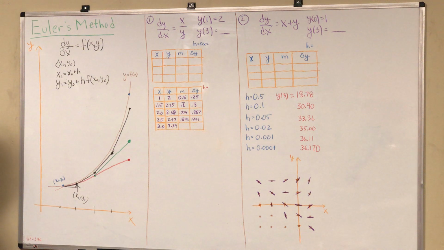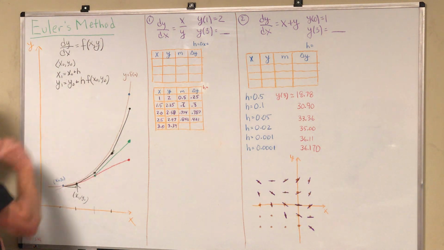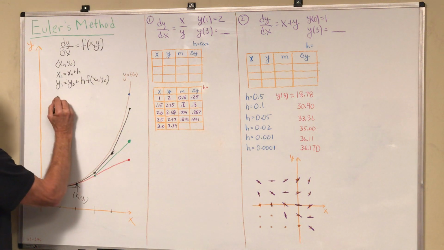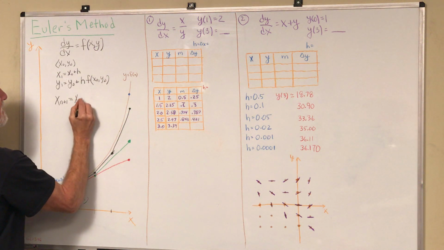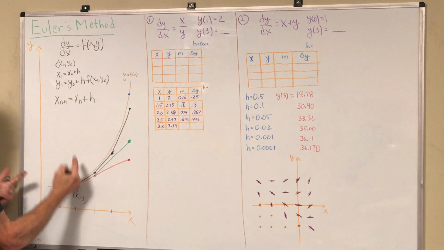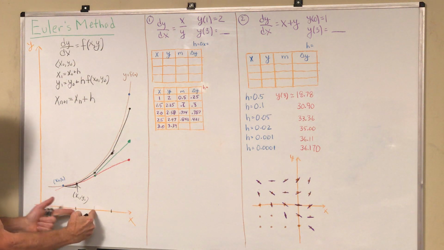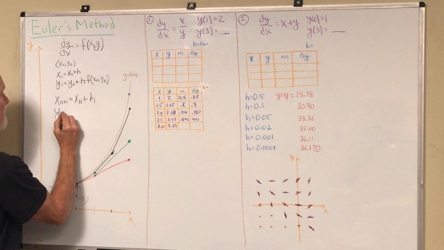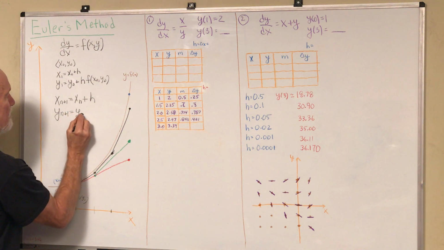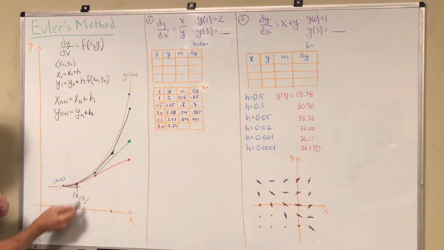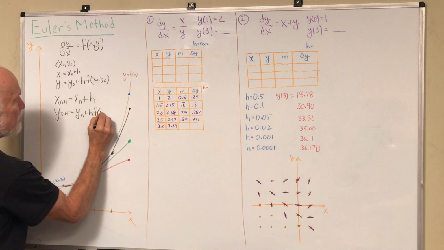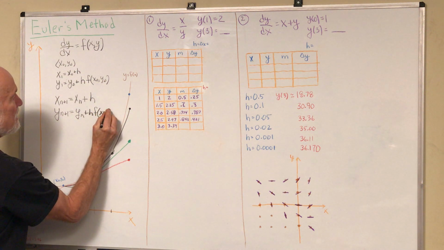And then we repeat that process to get x sub 2 and y sub 2. We just keep changing these numbers. So the general method is x sub n plus 1 equals x sub n plus h. You're always just adding what h is to get to the new x value. And y sub n plus 1 equals y sub n plus h times the slope at that previous point, so f of x sub n, y sub n.